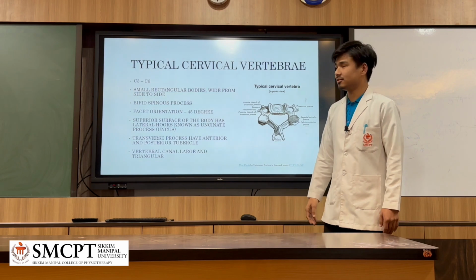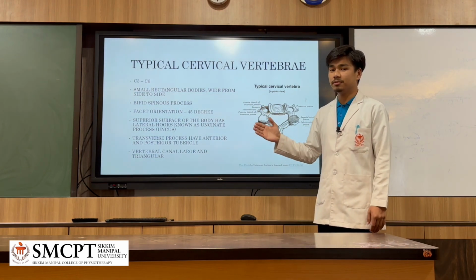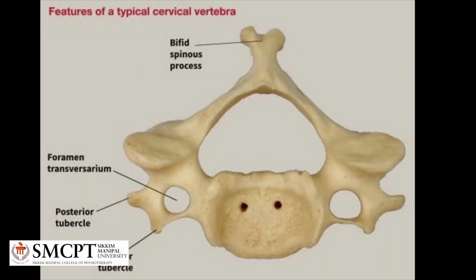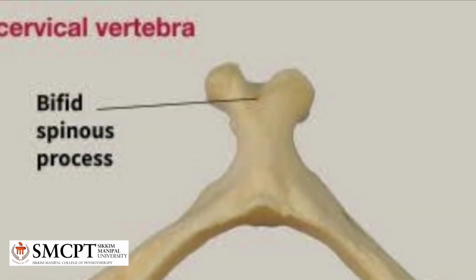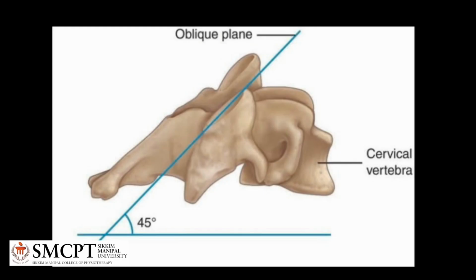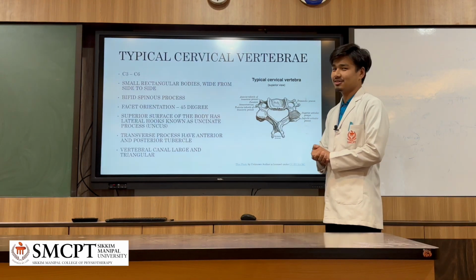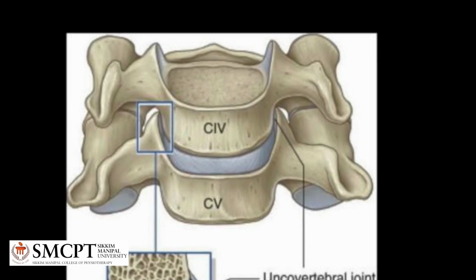The typical cervical vertebrae. As I've already mentioned, it ranges from C3 to C6. It has small and rectangular bodies which are wide from side to side, as you can see in this figure. It has a bifid spinous process and the facet orientation is 45 degrees. The typical cervical vertebrae also has a unique feature known as the uncinate process.